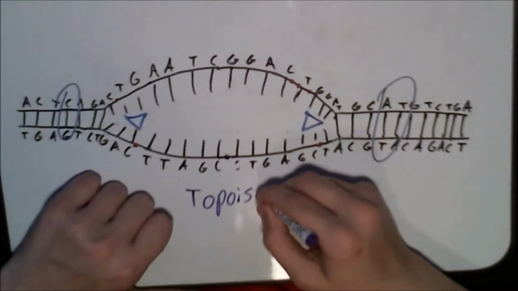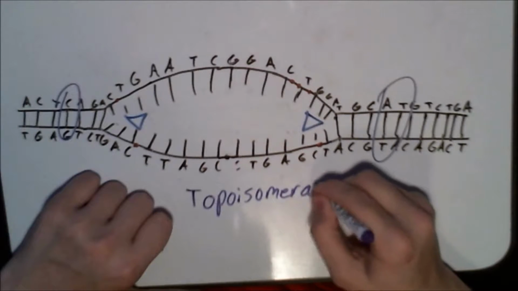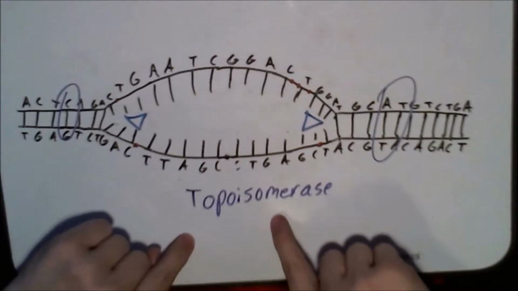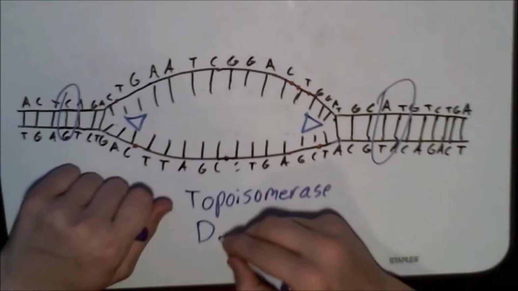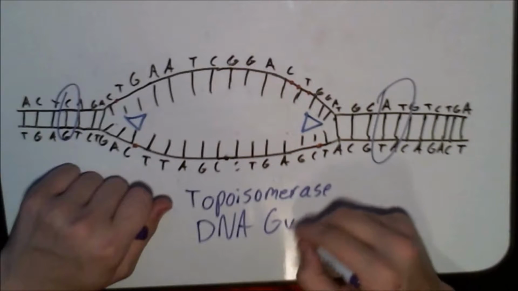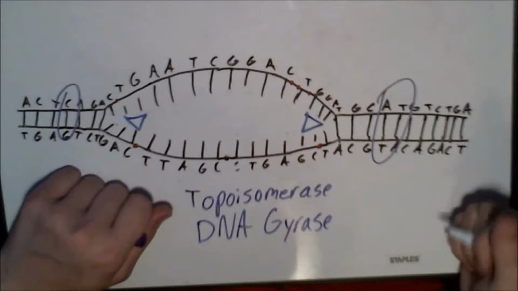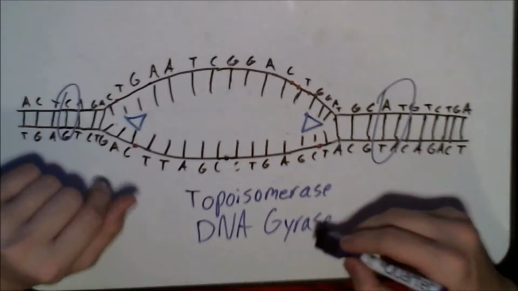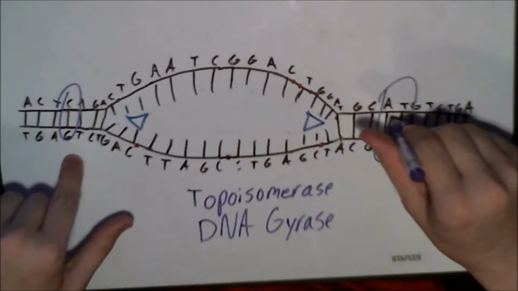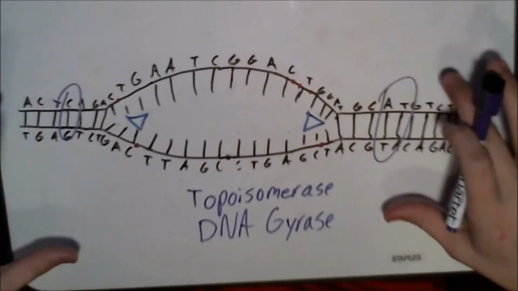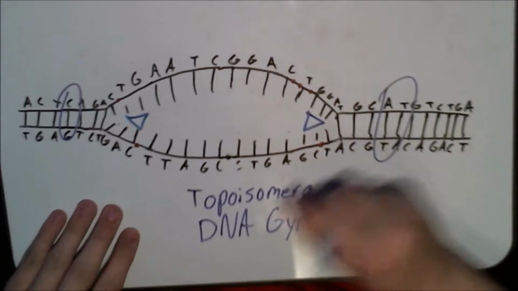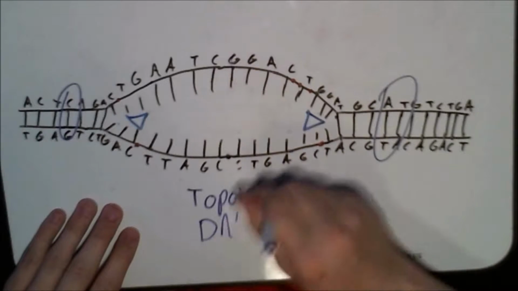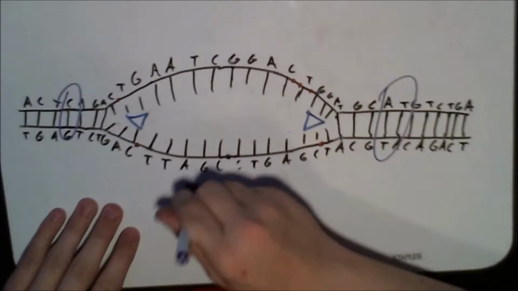topoisomerase. It's a bit of a mouthful. Topoisomerase. Now, if that seems a little too much to remember, that's fine. It's also known as DNA gyrase. Why they gave them two names, I don't know, but it's known as topoisomerase, these little enzymes right here and here, and they kind of just move outward. But it's also known as DNA gyrase. So those are the basic enzymes that kind of split it apart.